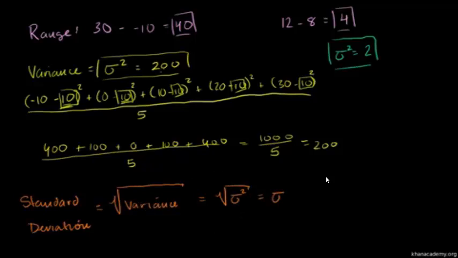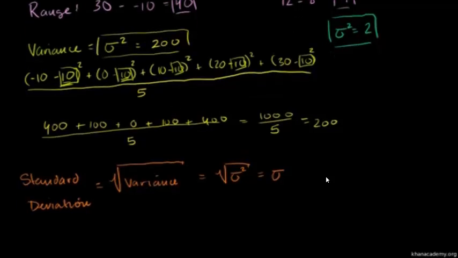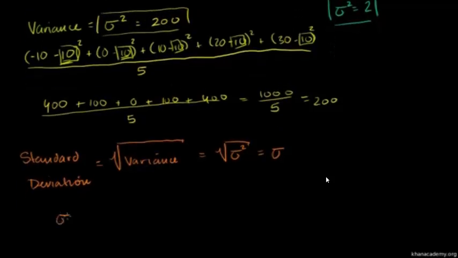So now that we've figured out the variance, it's very easy to figure out the standard deviation of both of these data sets. The standard deviation of this first data set is going to be the square root of 200. The square root of 200 is the square root of 2 times 100, which is equal to 10 square roots of 2. That's the first data set. Now, the standard deviation of the second data set is just going to be the square root of its variance, which is 2, so the square root of 2.